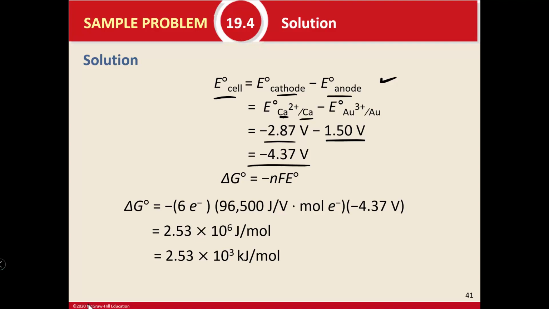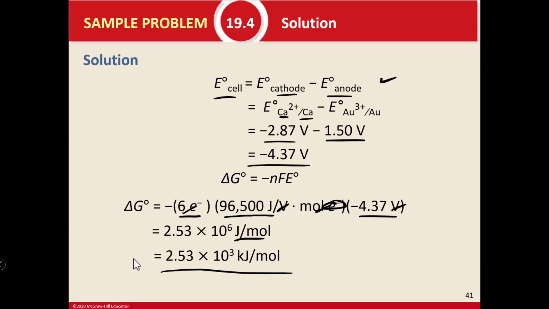The number of electrons exchanged in this reaction was 6. We have 96,500 joules per volt mole of electrons, and we have a cell potential of negative 4.37 volts. We know we set this up right. These cancel out. That's moles of electrons. Yeah, I should say that, not moles of electrons, just electrons. And that gives us joules per mole. If we convert that to kilojoules, we get 2.53 times 10 to the third kilojoules per mole.